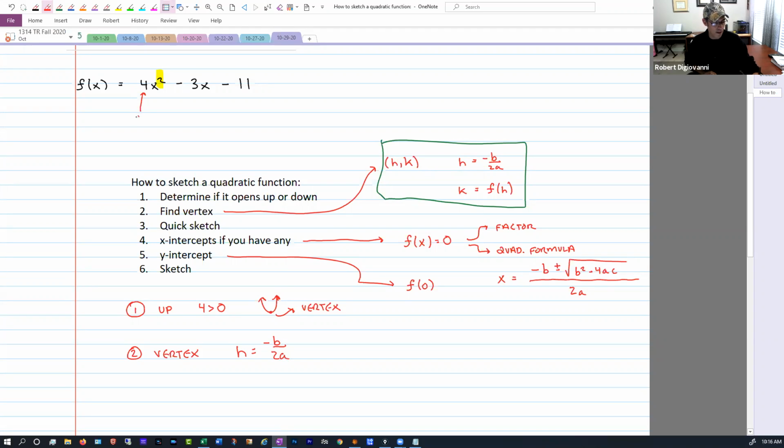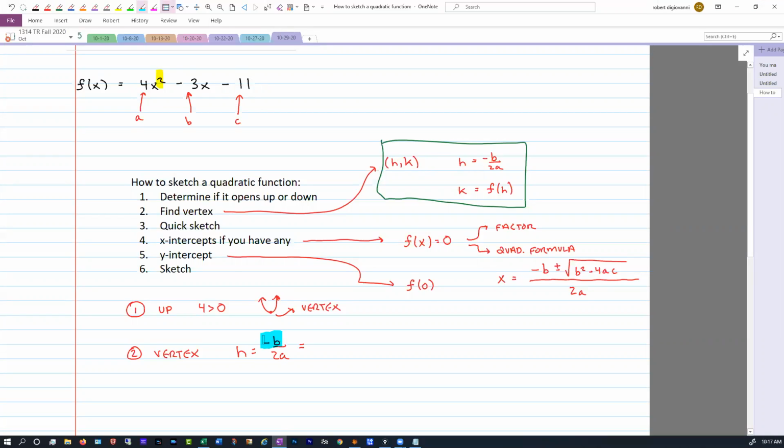And for us, let's see, a is 4, b is negative 3, and c, let's just say, is negative 11. Let's just keep in mind that we know what a, b, and c are here. So negative, what's negative b? Don't mess up this part. What's negative b? Positive 3.